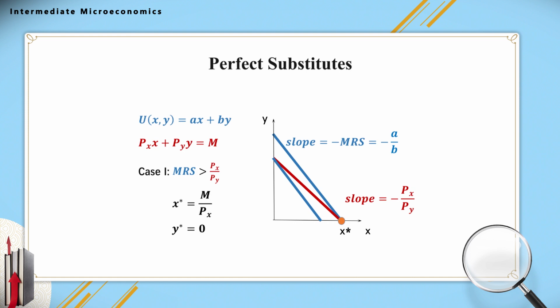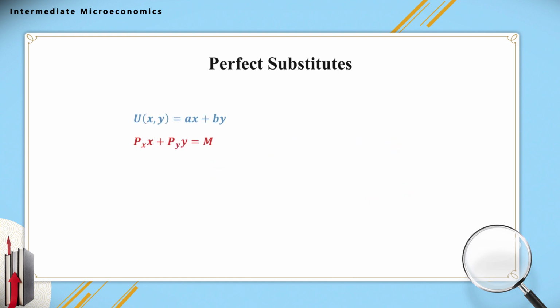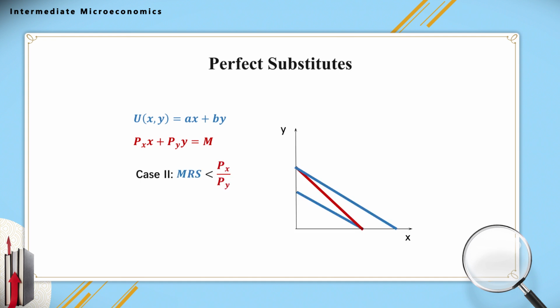For example, Amy would like to replace 1 bottle of Pepsi with 1 bottle of 7-Up. So the MRS equals 1. If the price of Pepsi to the price of 7-Up is less than 1, that is, Pepsi is cheaper than 7-Up, the optimal choice for Amy is only purchasing Pepsi. Oppositely, if the indifference curve is flatter than the budget line, MRS less than Px over Py, the best choice is on the y-axis, and the consumer spends all the income on good y.